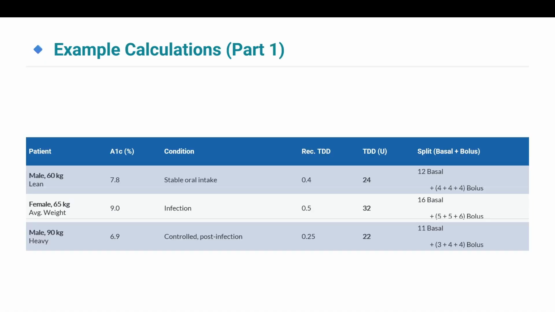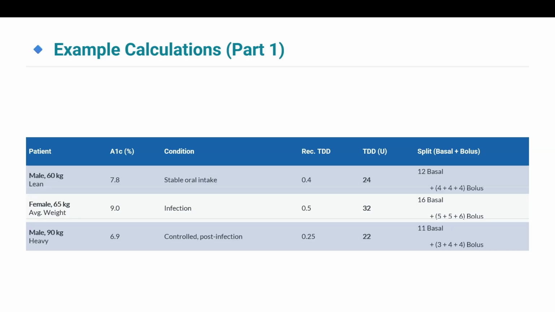For example calculation, take a male of 60 kgs, lean weight, HbA1c of 7.5 with stable oral intake. The recommended total daily dose is 0.4, so the total daily requirement will be 24 units, of which we convert 12 units as basal and 4 plus 4 plus 4 as bolus, 3 times pre-meals. For a female of 65 kgs with average weight, HbA1c of 9, which is high, and admitted with infections, the recommended total daily dose is 0.5 units per kg per day, which comes to around 32 units, of which we split 16 as basal and the remainder as bolus, 5 plus 5 plus 6.